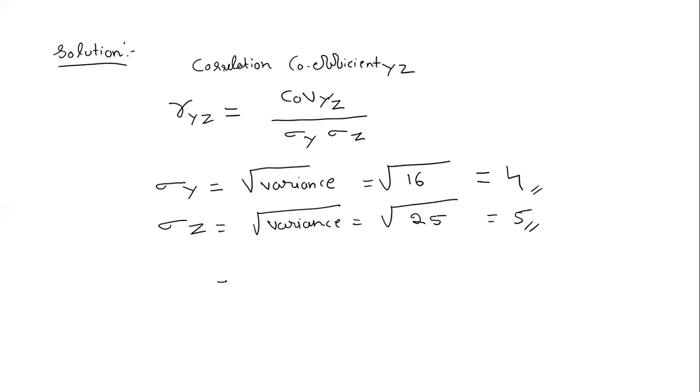Now putting the values in the formula, covariance we already know, that is given in the problem, that is 20. So we use 20 divided by 4 into 5. So we get 20 divided by 20, so we get the value 1. So the correlation coefficient between Y and Z is 1. So it is plus 1.